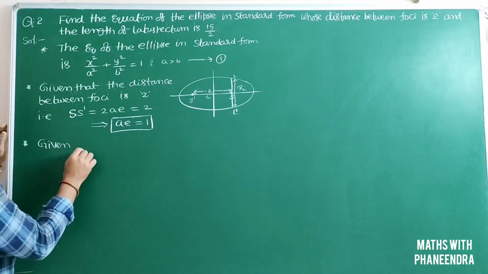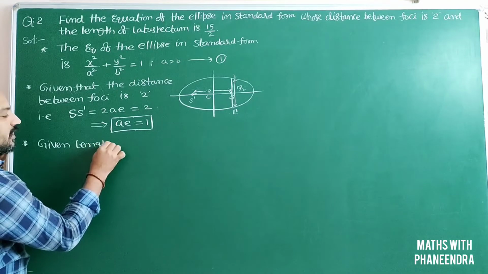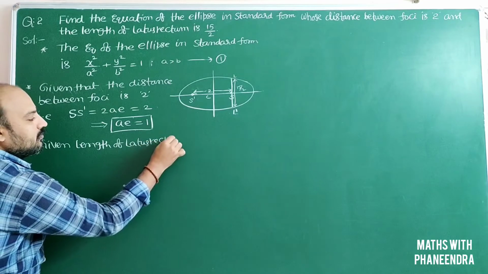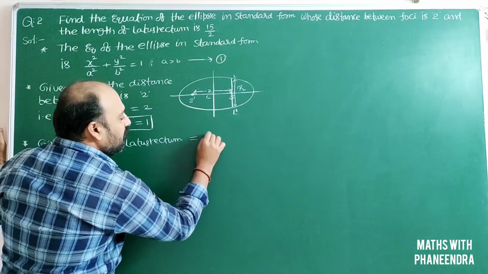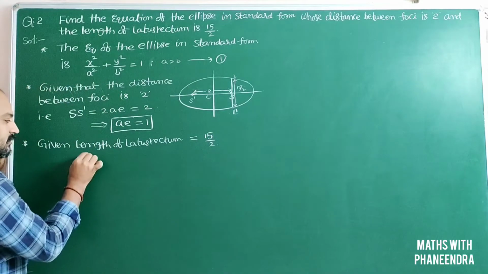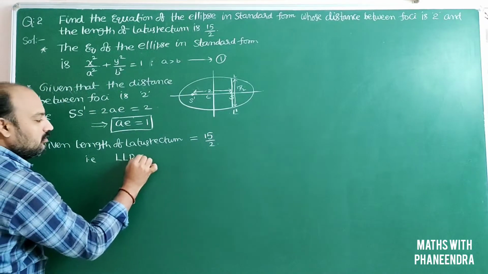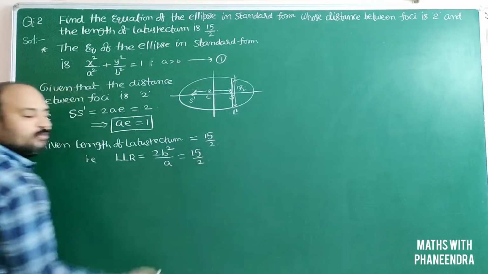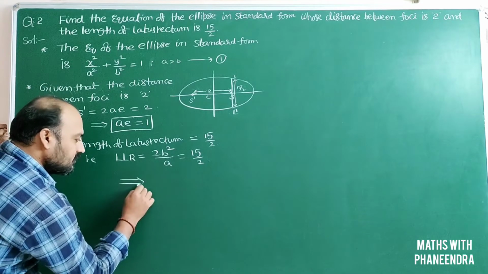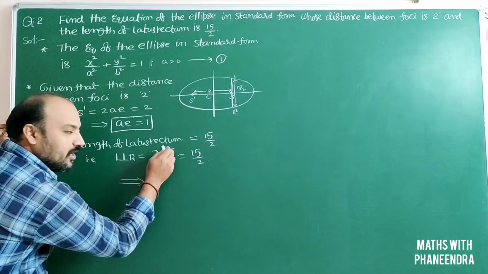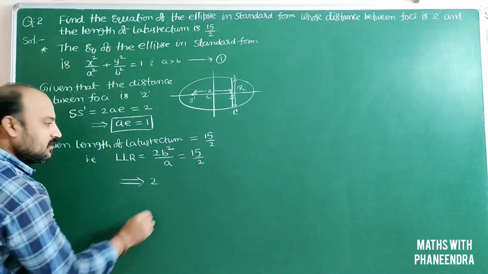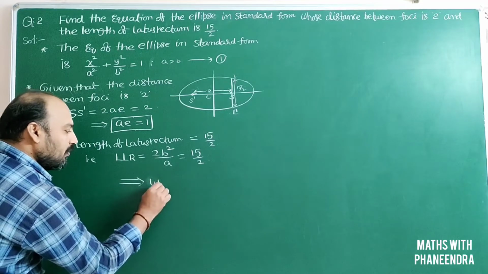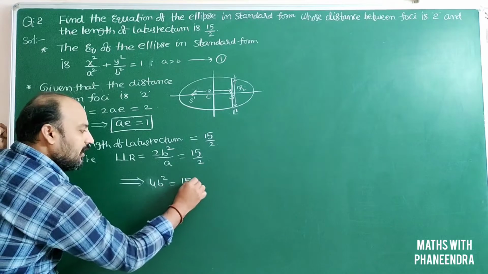Next, one more condition is given. Given length of latus rectum, we can write LLR also. Length of latus rectum is equal to 15 by 2. That is LLR 2b square by a is equal to 15 by 2. That implies 2b square value we need to write in terms of a, first cross multiply, that is better. 4b square is equal to 15a.